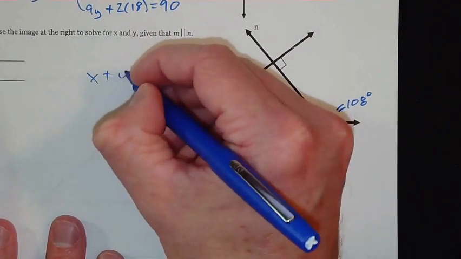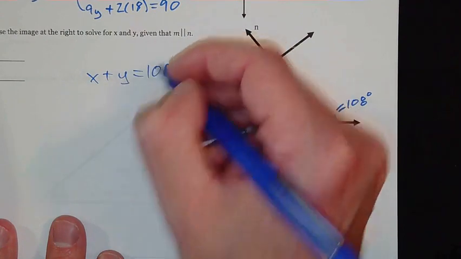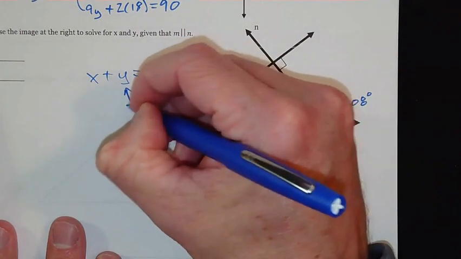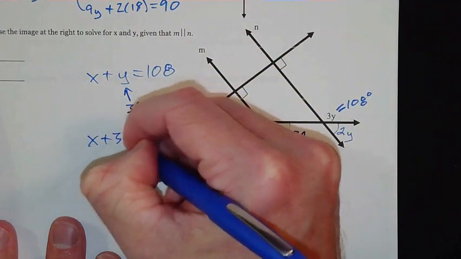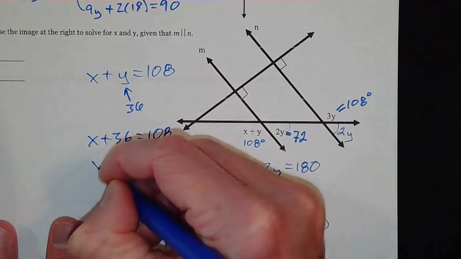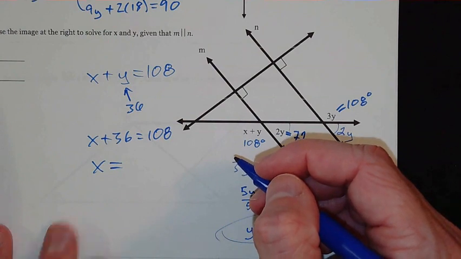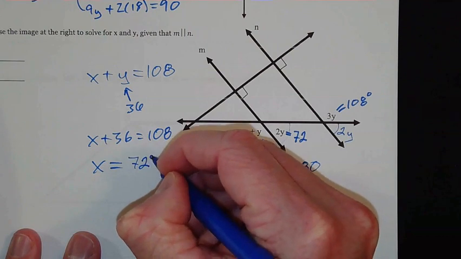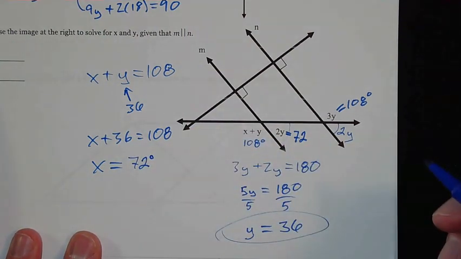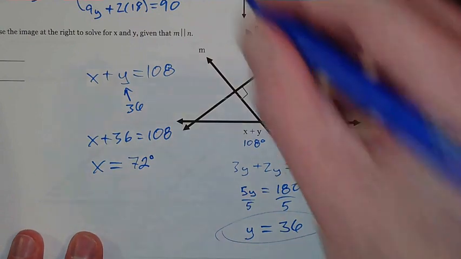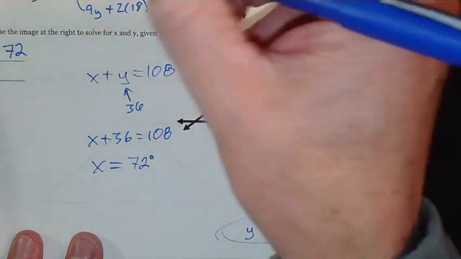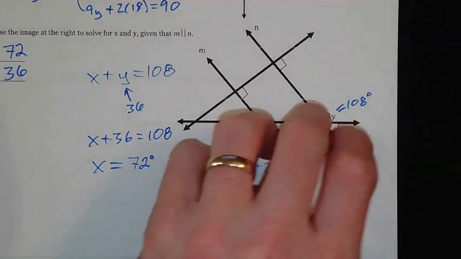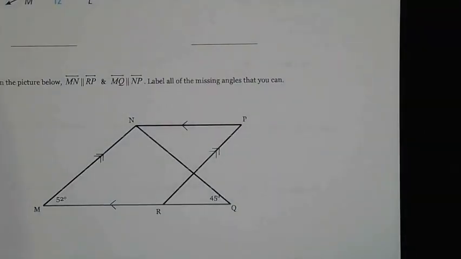And if x plus y equals 108, here we go again. I can't solve this by itself, but I already found that y was 36. So let's plug that in there. So 108 minus 36, that must be 72. Is that right? 72 plus 36. Yep, that's 108. So there we go. x is 72, y is 36. And that's one of the ways we can approach a problem like that one.